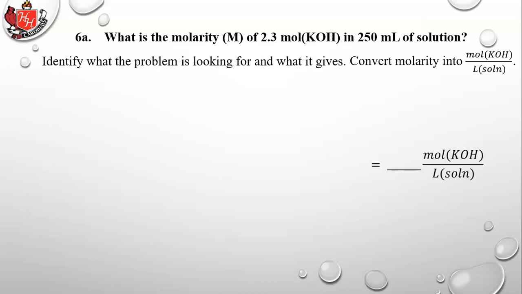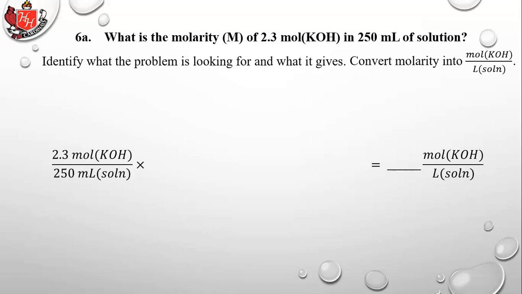So on the right side is moles. We're looking for, it's asking what is the molarity. So we're looking for moles of potassium hydroxide over liters of solution. Over on the left side, you have 2.3 moles of potassium hydroxide in 250 milliliters of solution. Now, how did you know that you were supposed to put the 2.3 over the 250? Well, look at your final answer. It's got moles on top and liters on the bottom. So it makes sense to set them up like that.